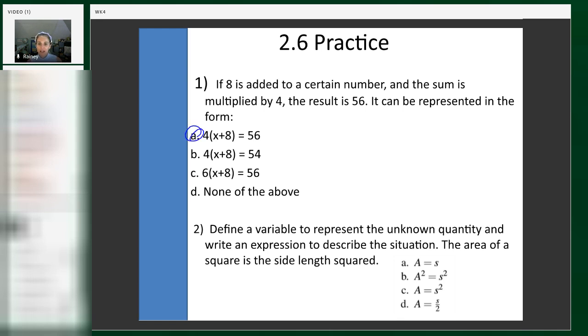All right, number 2. Define a variable to represent the unknown quantity and write an expression to describe the situation. The area of a square is side length squared. That means side squared. Which answer? A, B, C, or D?